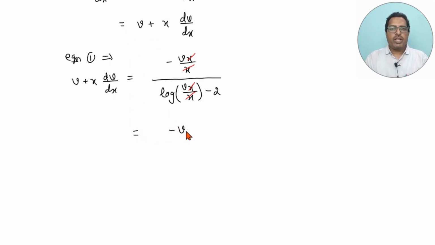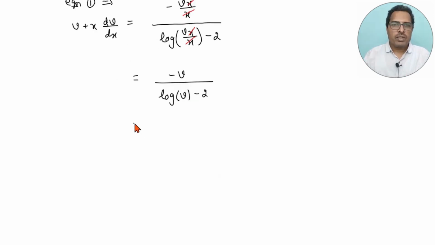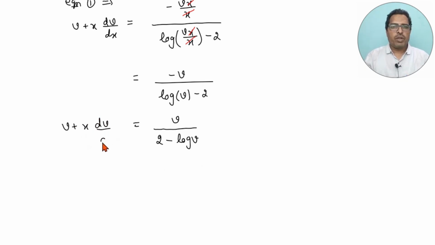So we are left with minus v divided by log of v minus 2. We can rewrite this as v. You can just multiply this minus in the denominator. So this minus into minus will become plus 2. So first I will write the positive value. If you multiply this minus over here, it becomes minus log of v. On the left hand side, the expression will remain the same. Now send this plus v to the other side. This plus v, when it comes to the other side, becomes minus v, and here you are left with x into dv by dx.